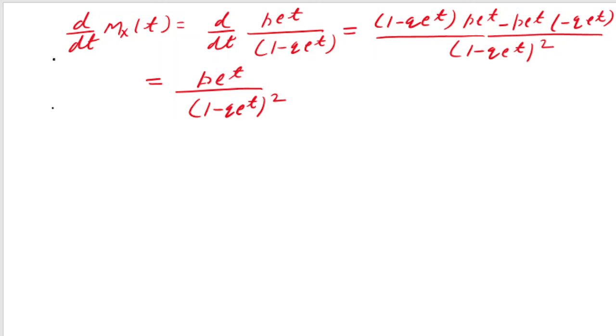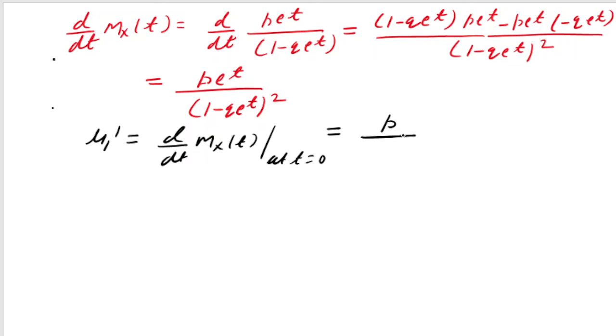Now to calculate mu_1 dash, we have to take d by dt of M_X(t) at t = 0. So if I put t = 0 here, I will get p e^0, which is 1, and 1 minus q e^0, which is 1, so a square.